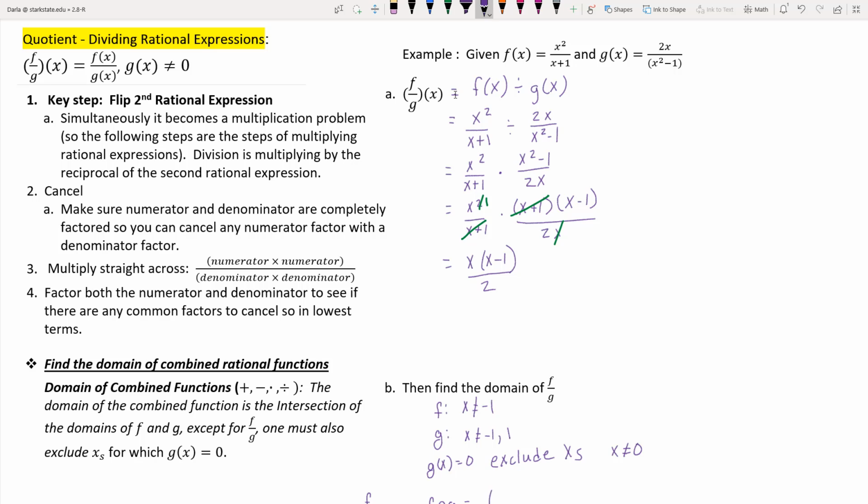And so our domain starts off at negative infinity, and then it comes to negative 1, and then there's a break, so we union from negative 1 to 0, and then there's another break, so we union from 0 to 1, and then there's another break, and then union 1 to infinity. So if you've got 3 breaks, which we do, then you're going to have 4 pieces in your domain. So our domain is everything but negative 1, 0, and 1 is what that says.